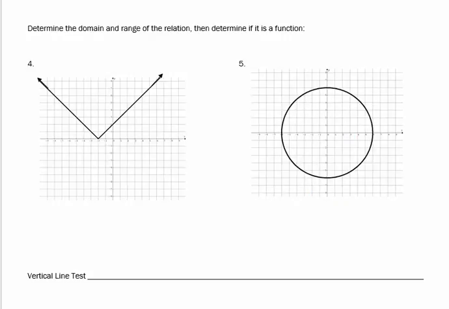We look at the vertical line test. The vertical line test says draw a vertical line. If it crosses a graph more than once, it's not a function. So I can definitely see that this vertical line crossed my circle twice.